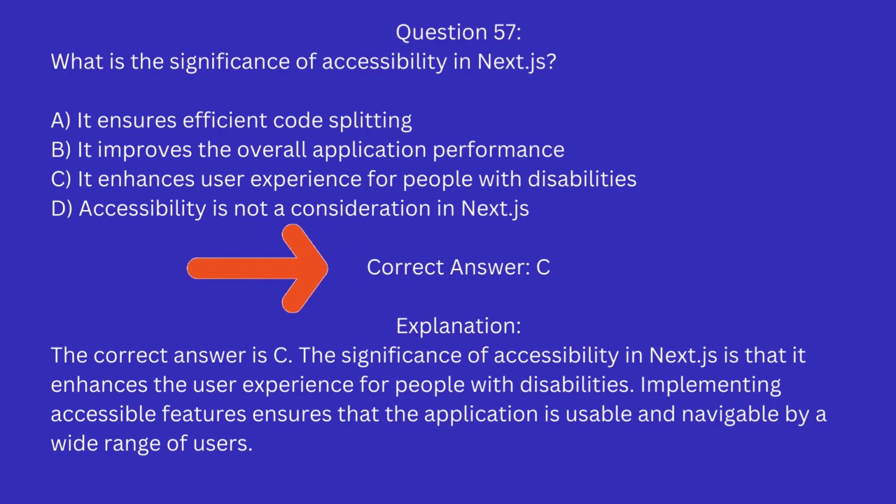Correct answer, C. Explanation. The correct answer is C. The significance of accessibility in Next.js is that it enhances the user experience for people with disabilities. Implementing accessible features ensures that the application is usable and navigable by a wide range of users.